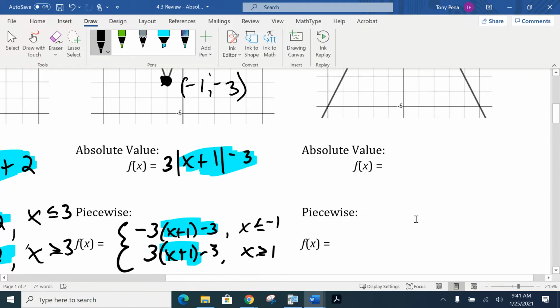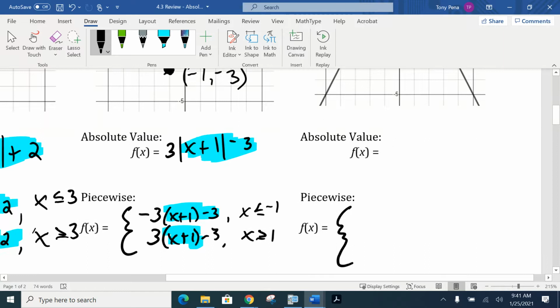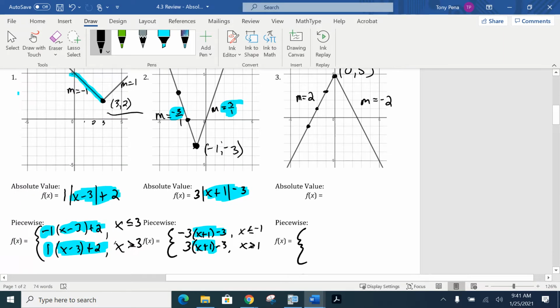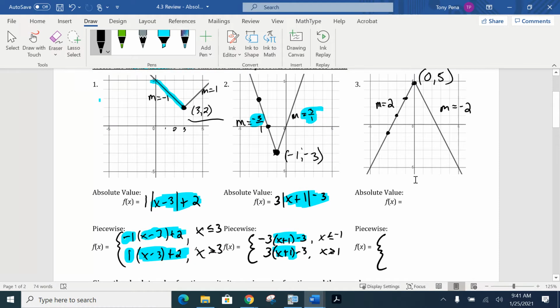What I want you to do this time is write the piecewise function first. Okay? So using that information, 0, 5, and then the slope of 2 and a slope of a negative 2, write the piecewise function, all right?